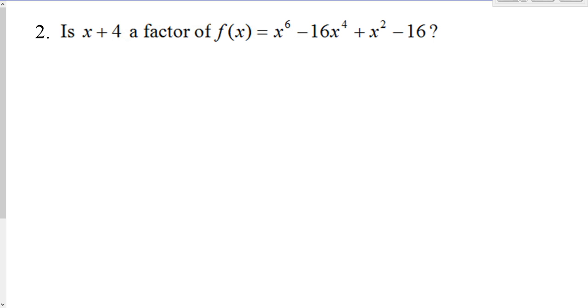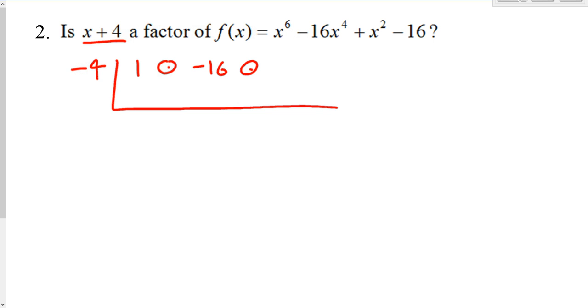If x plus 4 is a factor of that degree 6 function, to determine if it is a factor, we just have to do our synthetic division again. From our general form, I'm going to use -4, the opposite of that, and I'm going to divide it by the coefficients. Remember to put placeholders where we don't have terms. So x to the 6th, no x to the 5th, x to the 4th, no x to the 3rd, x to the 2nd, no x, and then my constant term.